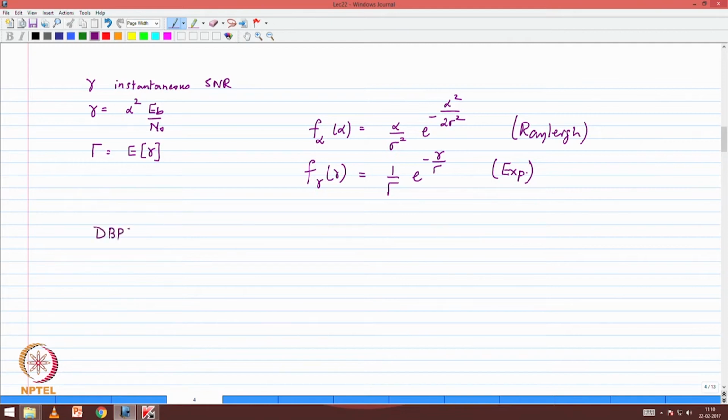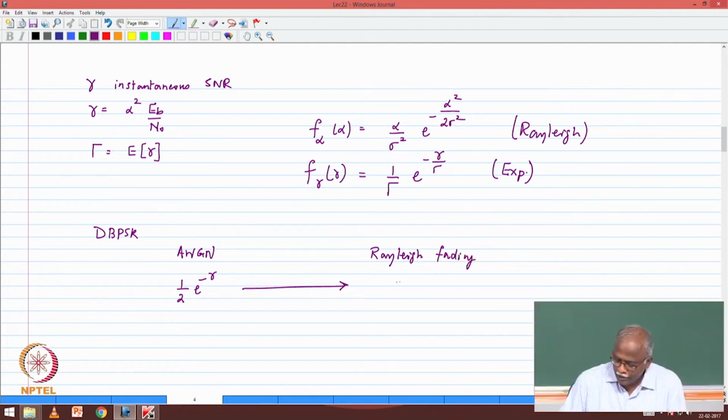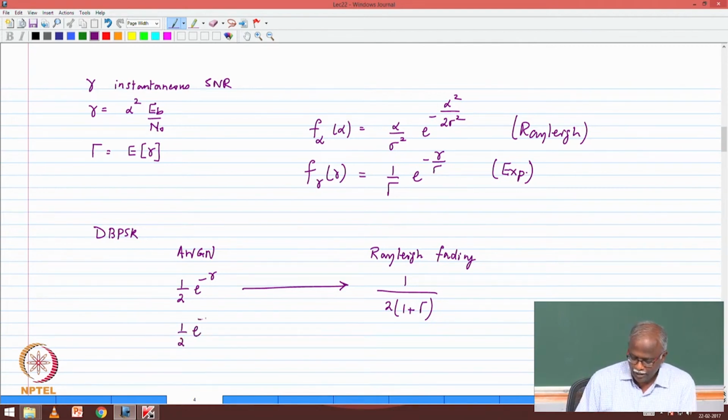performance of dBPSK. dBPSK in AWGN has a BER expression that is given by half e power minus gamma. We used the expression for the PDF to get the performance in Rayleigh fading. The BER in Rayleigh fading, we got it to be equal to 1 over 2 into 1 plus gamma. And again, if the average SNR in an AWGN case, this would be equal to half e power minus gamma, because instantaneous and average are the same.